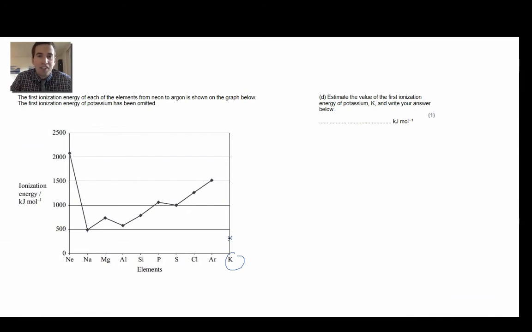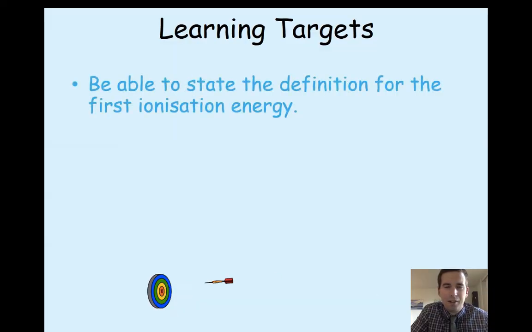Now, they would have accepted any value between 200 and 490. The actual value is 419, okay? But you could have had any value between 200 and 490. You're not expected to know the exact value, but you should be able to use your knowledge to make predictions about the trend. So there you go.